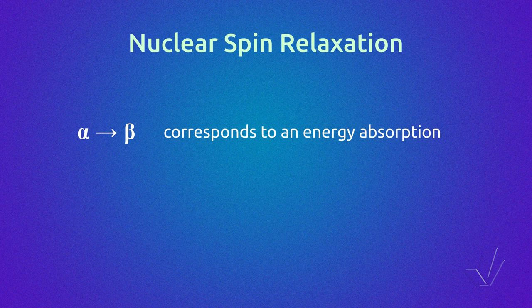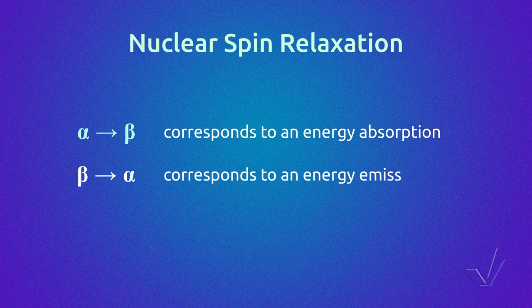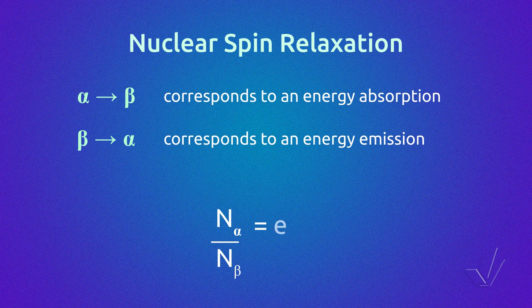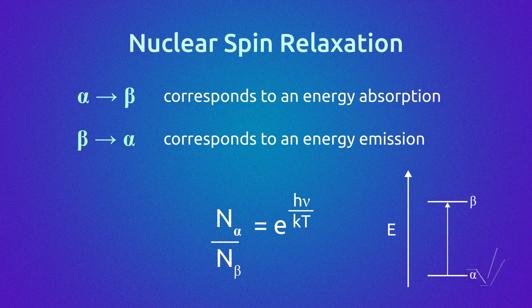Let's now remember about the nucleus spin relaxation. There are two allowed transitions for the spin, one corresponding to an energy absorption and another corresponding to an energy emission. The spin population follows the Boltzmann distribution. So, there is less population of spin in the beta level than in the alpha level. When there is an energy absorption, the spin populations are affected and they must return to their equilibrium. The relaxation time is the time required for the nuclei to return to their equilibrium distribution, or the Boltzmann distribution.